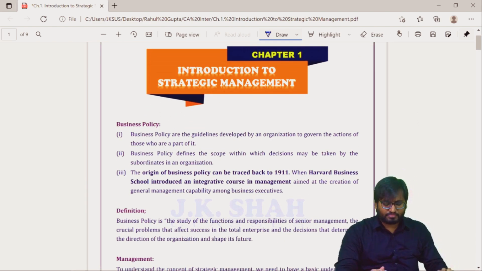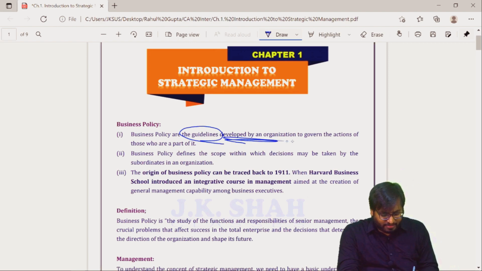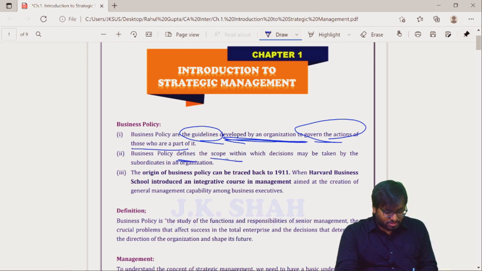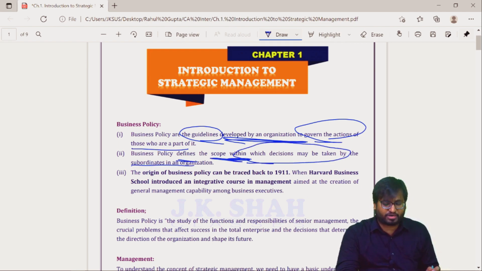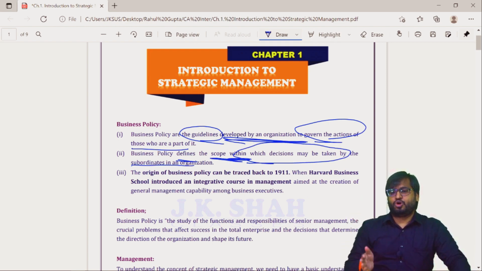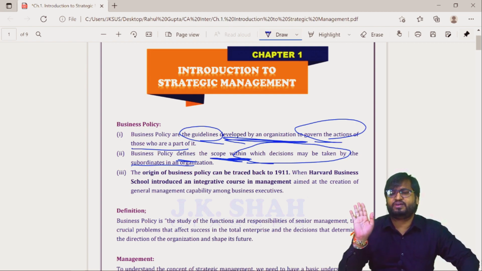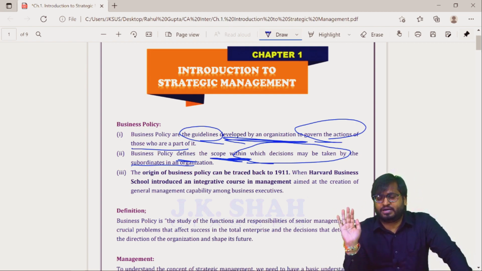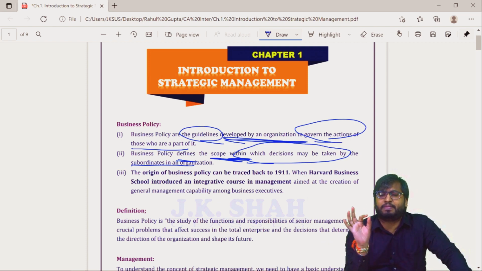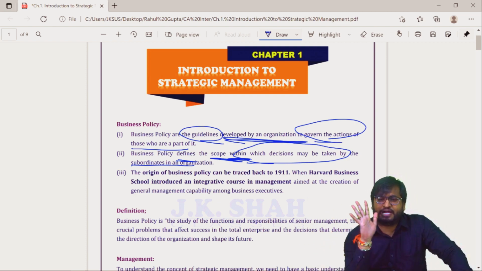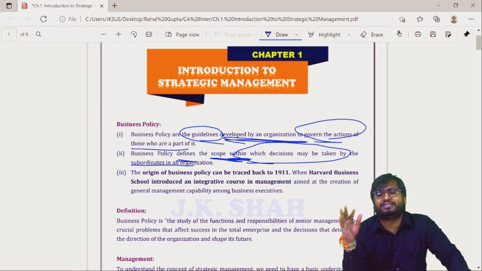So let's discuss. Business policy is the guidelines developed by the organization to govern the action of those who are part of it. Business policy will define the scope within which the decisions may be taken by the subordinates. So business policy means all those rules and regulations that we will prepare as senior managers, and the subordinates and employees will have to follow those. Whether I should give discount or not, refer to our discount policy. In discount policy terms, we have specifically mentioned if a customer buys products which are below 5 lakhs, no discount. 5 lakh to 10 lakh, 5% discount. If the sale is more than 10 lakh, 10% discount.